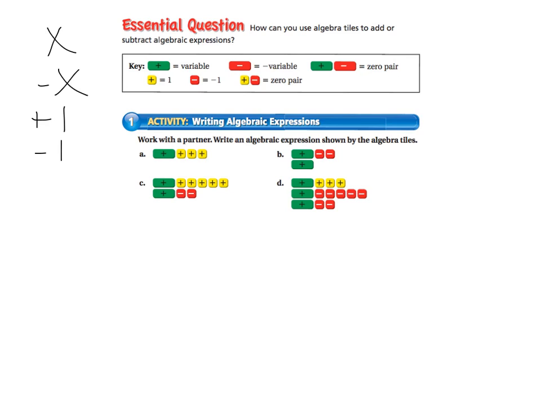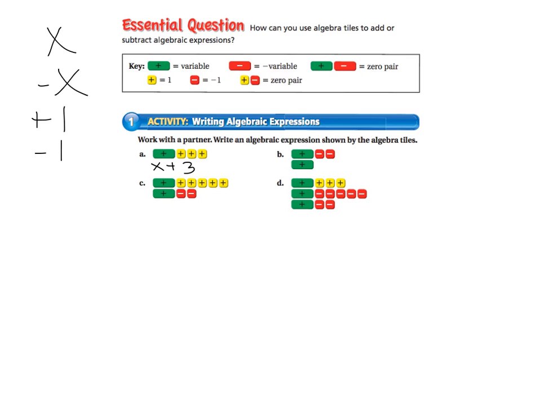So I'm going to show you an example of how to write an algebraic expression looking at these algebra tiles. If we look right here, we have a positive variable with 3 plus 1s. So we know that our positive variable is an x, so I simply would write x. And we see here that we have 1, 2, 3 positive 1s, so that would simply be plus 3.